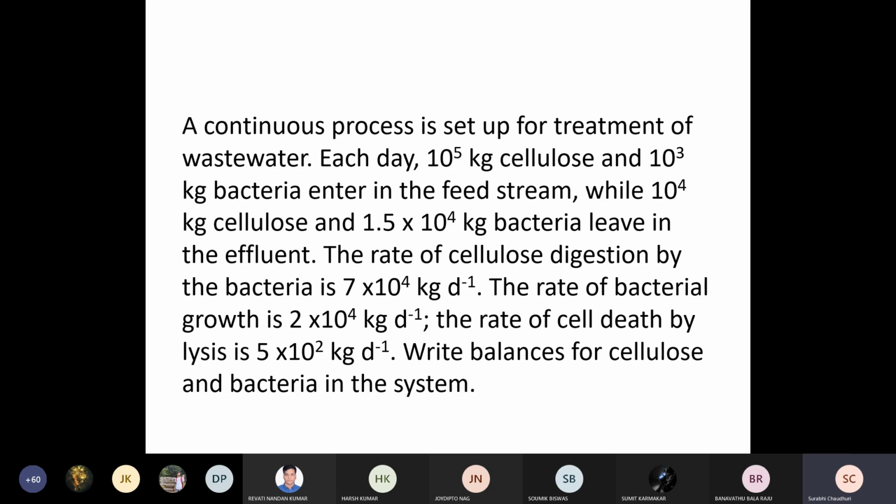For cellulose, 10 to the power 5 entering, 10 to the power 4 leaving, digestion is 7 into 10 to the power 4. Bacteria, 10 to the power 3 coming, 10 to the power 4 leaving, production is 2 into 10 to the power 4 and death by removal is 5 into 10 to the power 2. So tell me the balances for both. You understood this? Yes, ma'am. Okay.